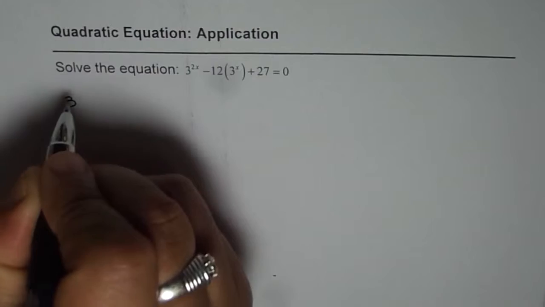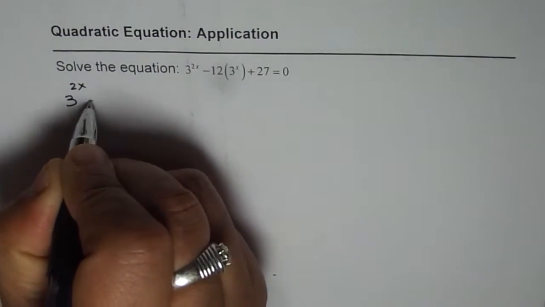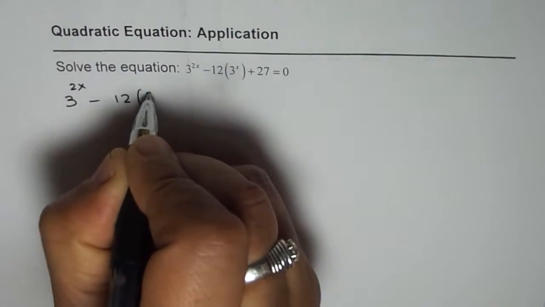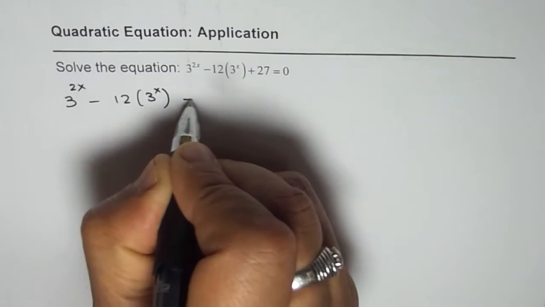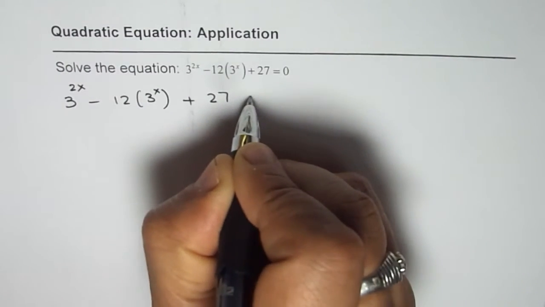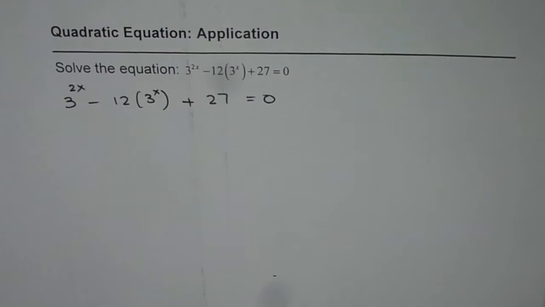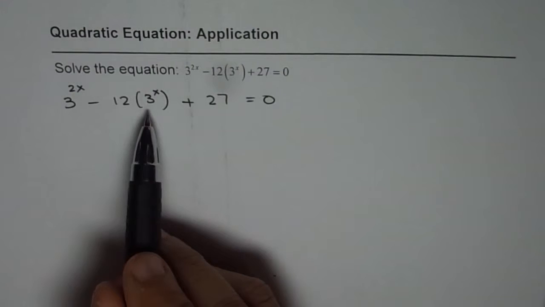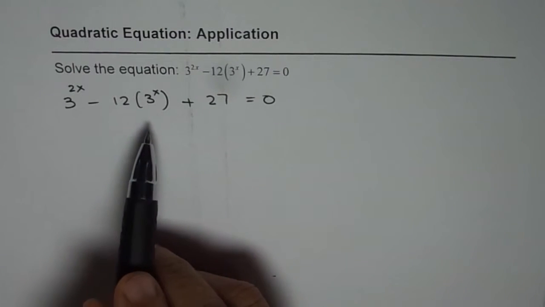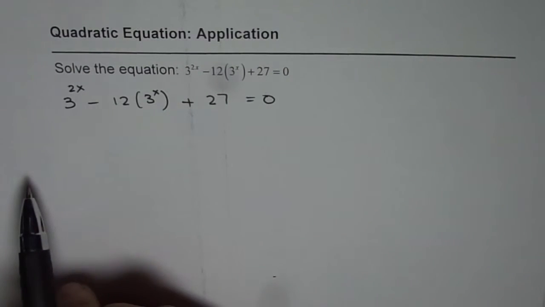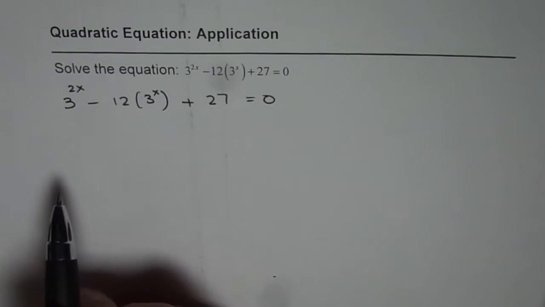It is 3 to the power of 2x minus 12 times 3 to the power of x plus 27 equals 0. I'd like you to pause the video, answer this question, and then look into my suggestion. Now this is a thinking and communication question. This equation gives you an idea of some quadratic form, but directly it is not a quadratic equation. It is more of an exponential equation.